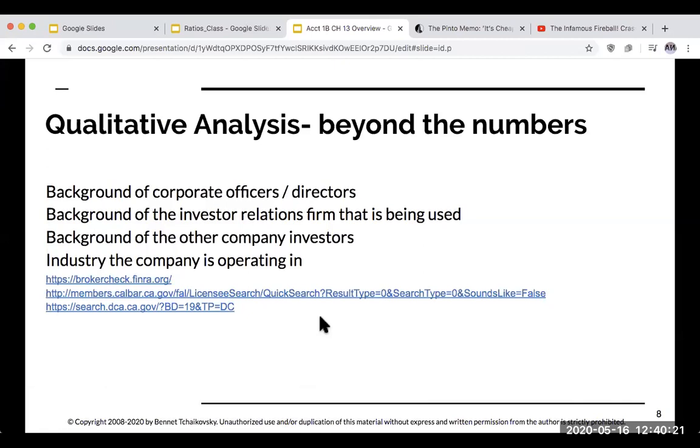So when we're looking at qualitative analysis, what this is really referring to is going beyond these numbers. What are the backgrounds? So if I'm dealing with a company, who are the officers and directors? Who are the investors who are involved with the company? What's the background of the other company investors? And what is the industry that this company is operating in? So just beyond the numbers, because something looks really, really good, it doesn't mean that we want to be believing it or doing business with somebody.